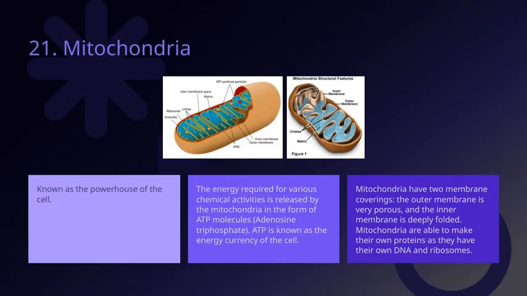Interestingly, mitochondria are semi-autonomous. They can produce some of their own proteins because they have their own DNA and ribosomes. This self-sufficiency allows them to carry out specific functions independently from the rest of the cell. Connecting this to our overall theme, understanding mitochondria highlights how cells are energy factories, specialized, efficient, and capable of maintaining their own functions to keep us alive and active.